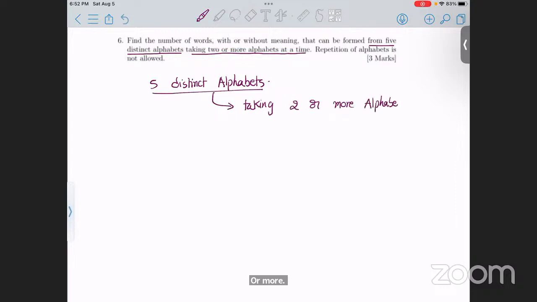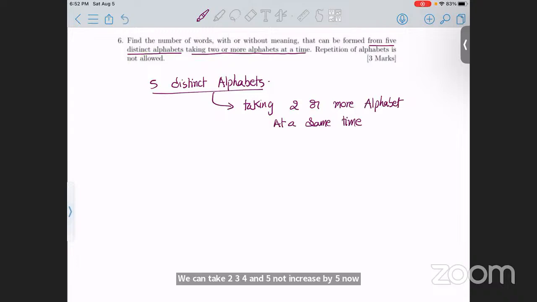Sir, I have a doubt. We can take 2, 3, 4, and 5. I'm not getting it. We are taking 2 alphabets, 3 alphabets, 4 alphabets, and 5 alphabets, not 6. You can't take 6 because there are 5 distinct alphabets. He clearly gave that.